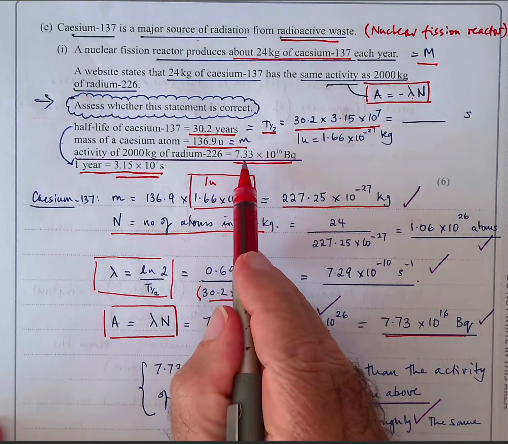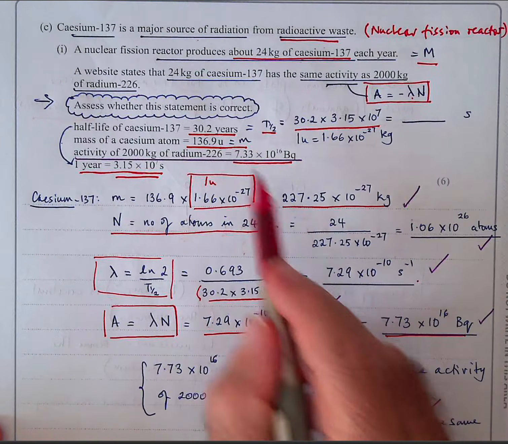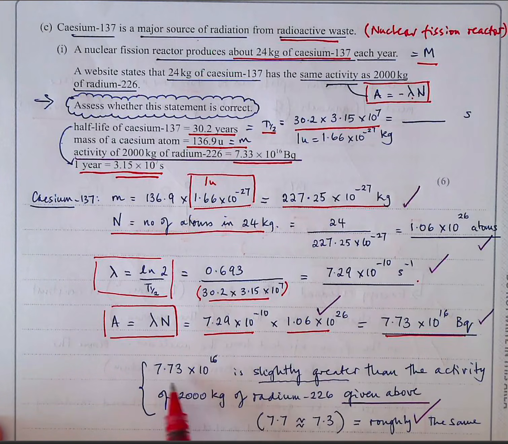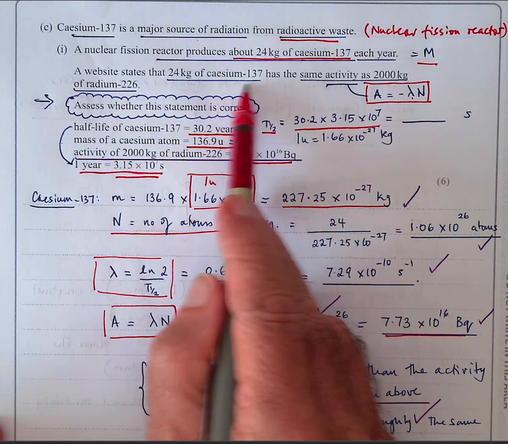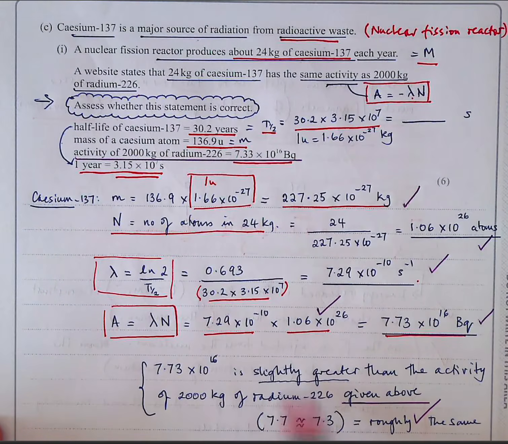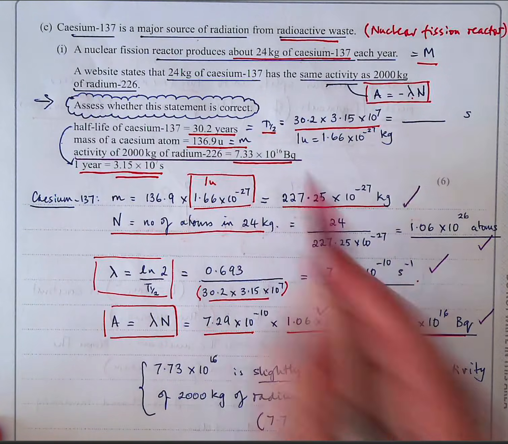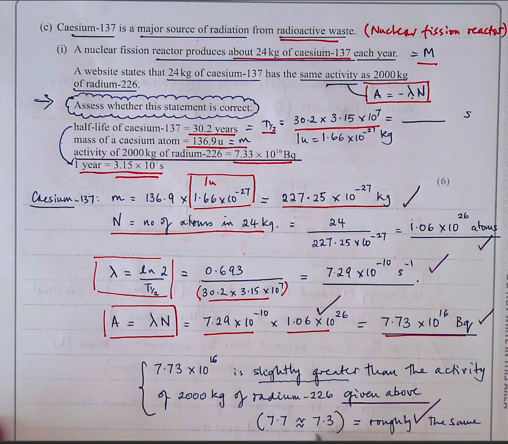So that compares to 7.33. 7.73 is slightly greater than the activity of the 2,000 kilograms. The question said a website says that 24 kilograms has the same activity. Well, it's almost the same. It's slightly greater, so I put slightly greater than the activity of 2,000 kilograms given above, which is this value. So 7.7 is roughly the same.